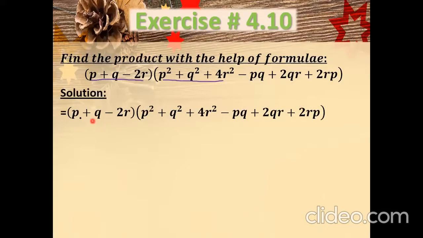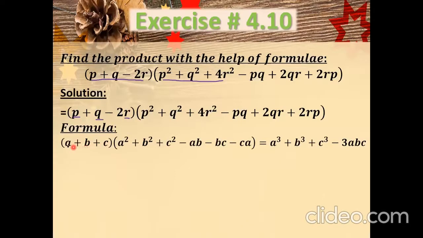If you look here, we have three terms, term A, B and C. So what formula can be applied here? This formula. What is it? (A plus B plus C) multiplied by (a square plus b square plus c square minus ab minus bc minus ca) is equal to a cube plus b cube plus c cube minus 3abc. How many of you remember this formula? Please tell me.